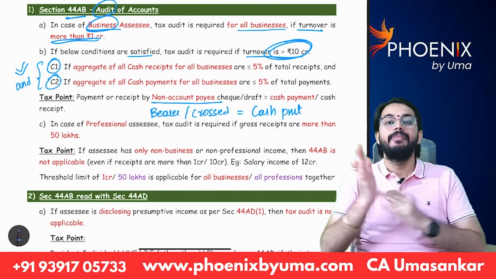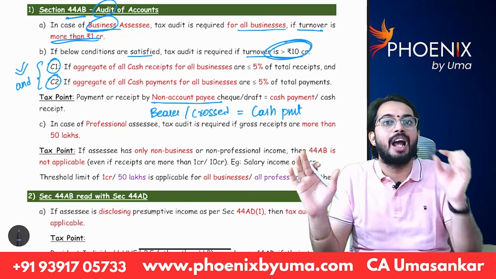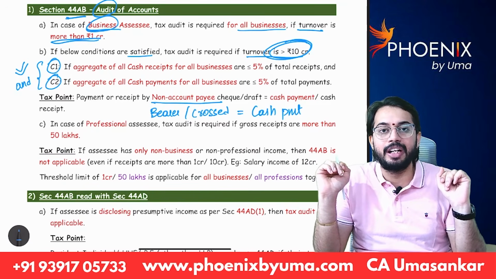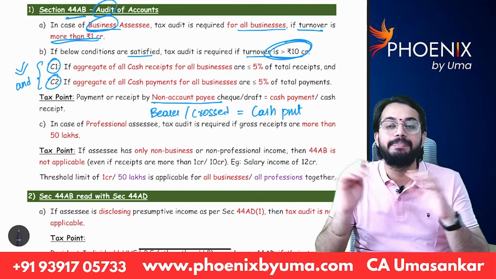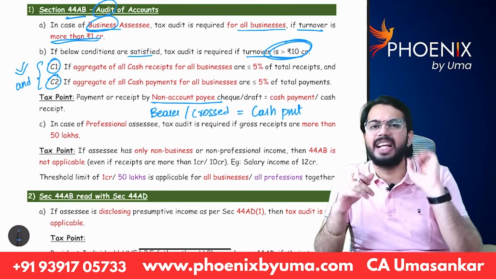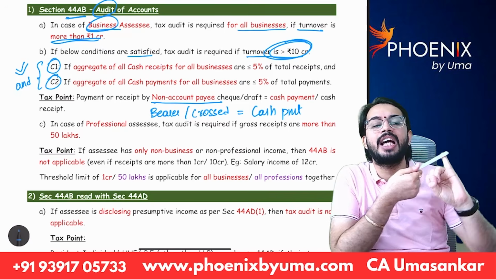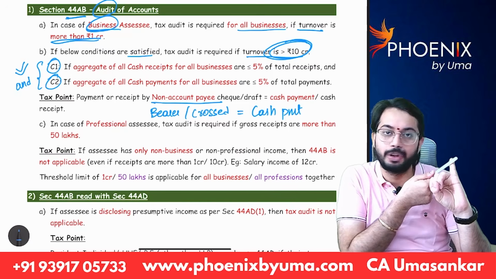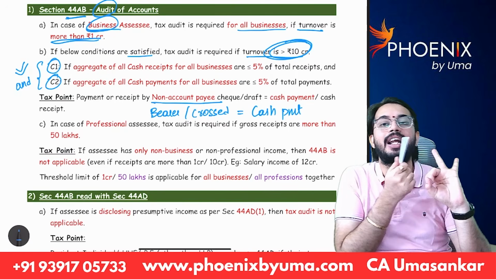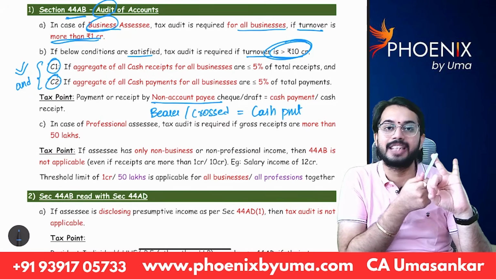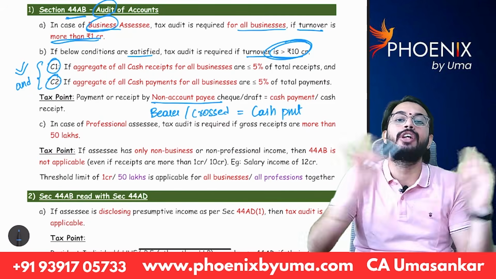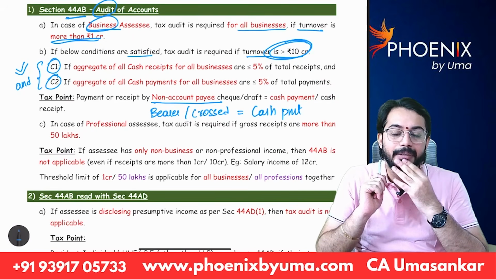So quickly, generally the turnover limit for applicability of tax audit is 1 crore. Up to 1 crore tax audit is not applicable. Next, but there is one exception. If cash receipts are less than or equal to 5% of total receipts, and if cash payments are less than or equal to 5% of total payments, if both the conditions are satisfied, up to 10 crores tax audit is not applicable. Are you able to understand?